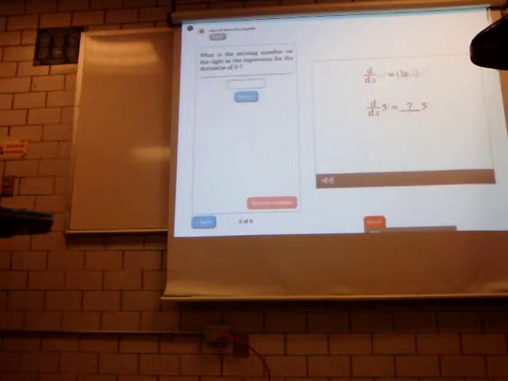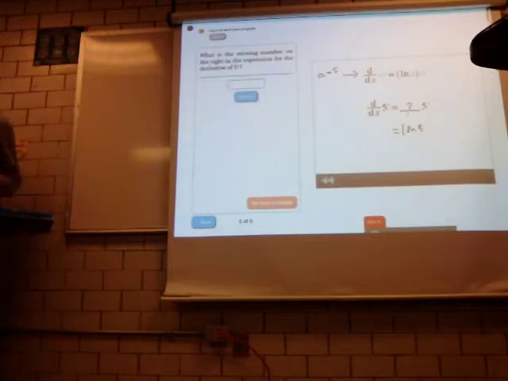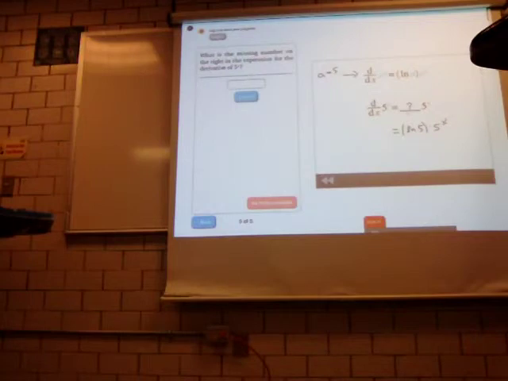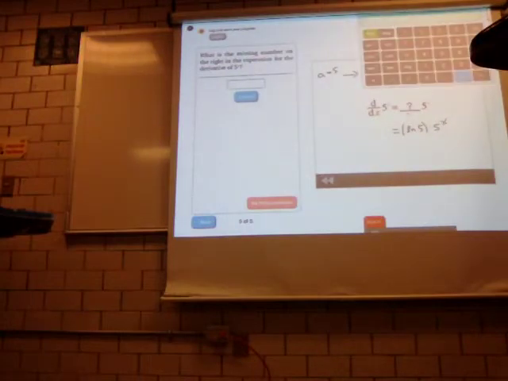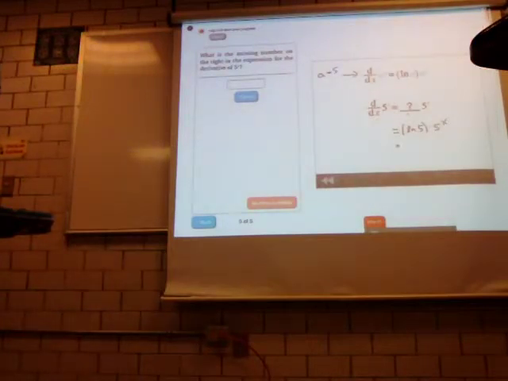To find the derivative of 5 to the x, we can use this formula, where a is equal to 5. So the derivative of 5 to the x is the ln of a, or the ln of 5, times a to the x, or 5 to the x. If we use the calculator to find out the ln of 5, we see that it's equal to 1.609. So this is equal to 1.609 times 5 to the x. And this is the answer.